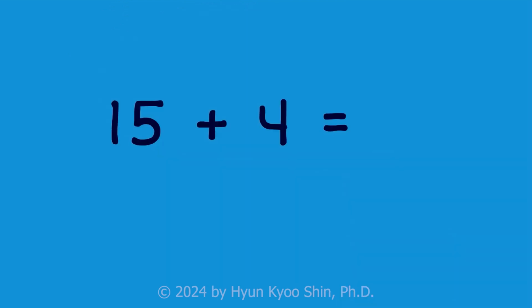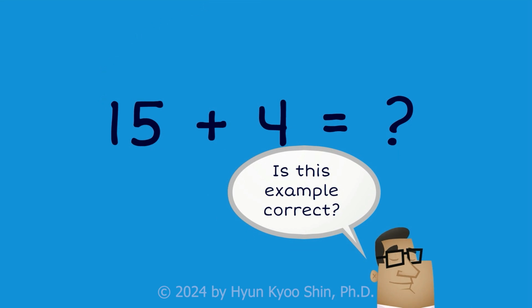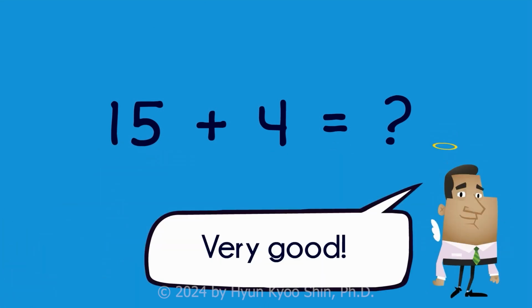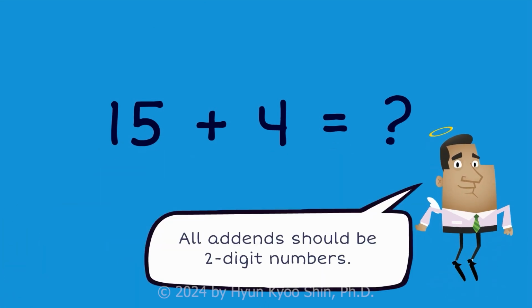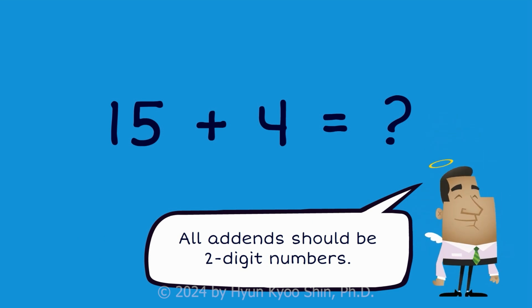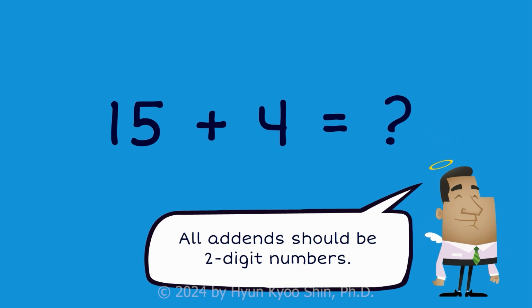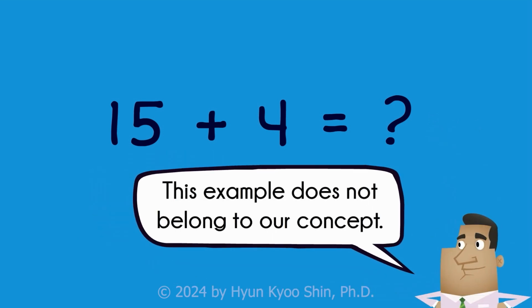How about the next example? 15 plus 4 is equal to... Is this example correct? No! Very good. All add-ins should be two-digit numbers. So this example does not belong to our concept.